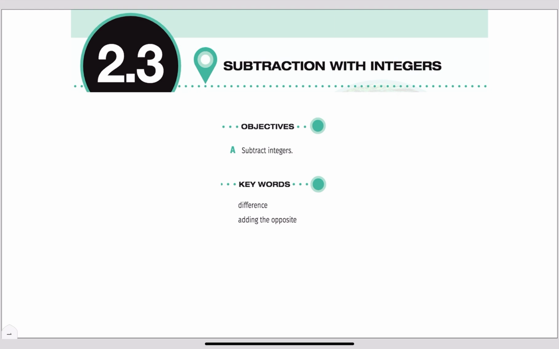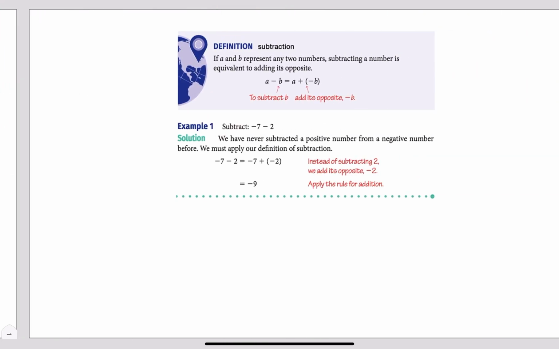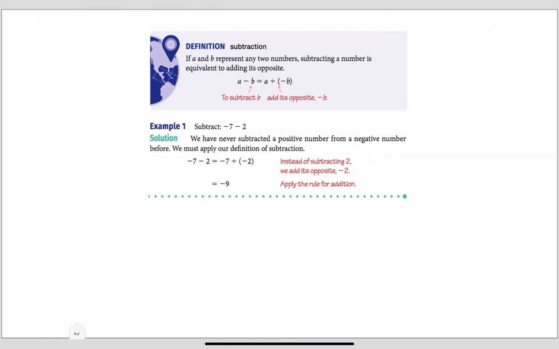And what you're going to learn is that there is a strong relationship between adding and subtracting integers, because subtraction is the opposite of addition. And so to subtract with integers, an interesting technique we can develop is to add the opposite. And so that's what we're going to have a look at here.